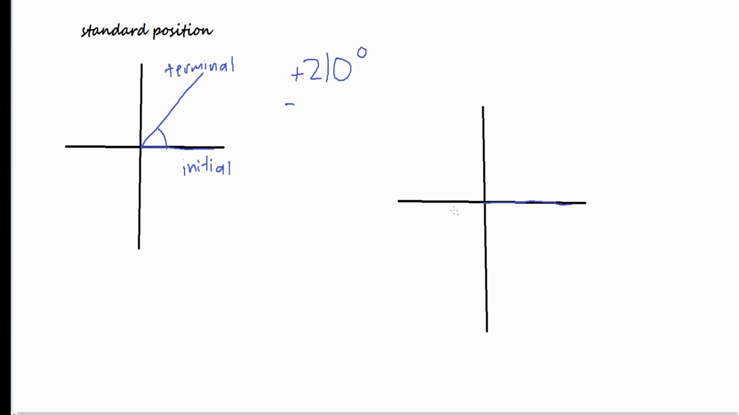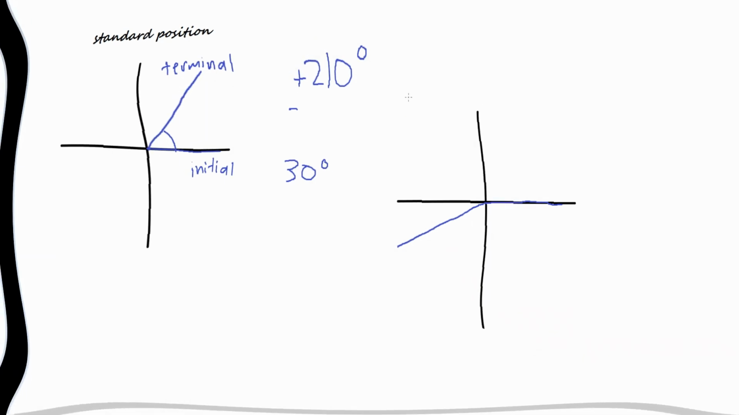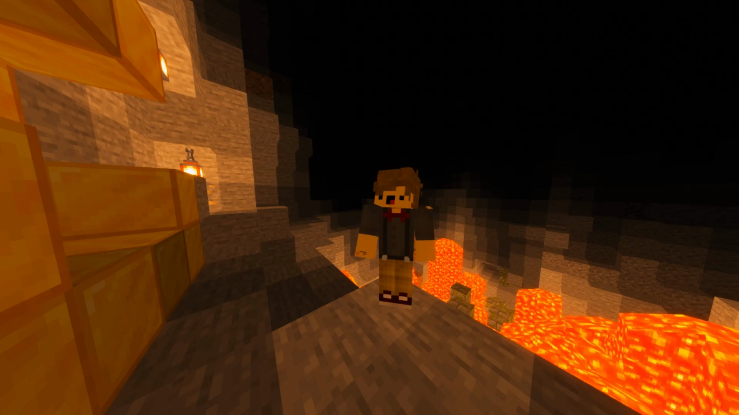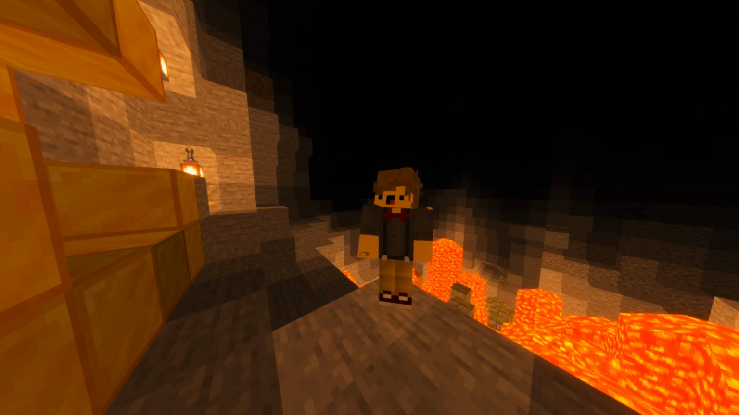Now, since 210 minus 180 equals 30, and 30 is less than half of 90, the terminal side would be a little bit less than half of quadrant 3, because it is less than 45, and this is what the graph will look like. Keep in mind though, this is a rough estimate of the graph, it is not precise. And that's 210 in standard position. Okay, here, I drew out the standard position on a graph of 210 degrees. Is this right?